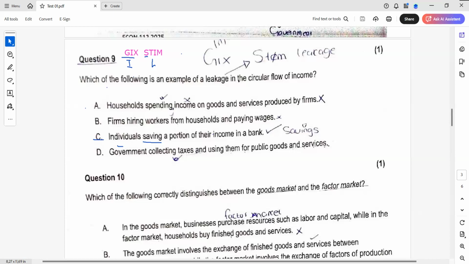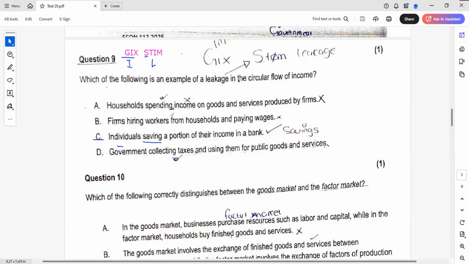It's like a leakage because we're taking money from the economy. We are going to save it there at the financial sector. So money is just there in the financial sector. It's not being used. So it's a leakage in the economy. It's a withdrawal in the economy. Savings are what are leakages. So C might be the correct answer, but let's just look at D.